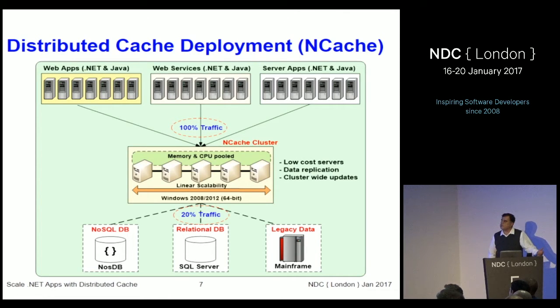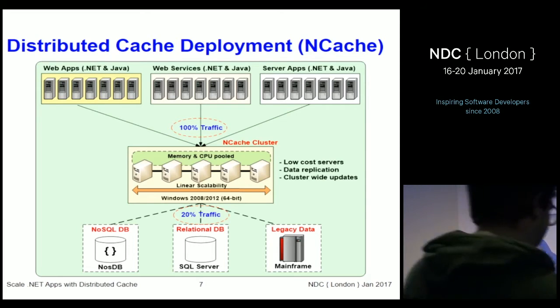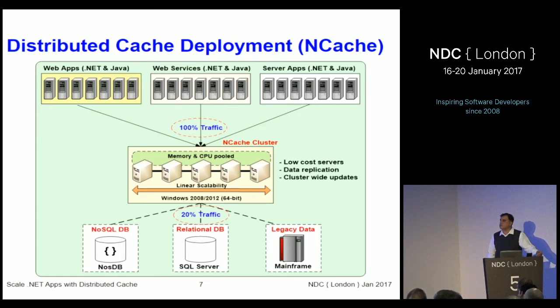You deploy a distributed cache in between the application tier and your database tier or your data tier. And this distributed cache is kind of a new best practice for any application that needs scalability. It consists of 2 or more low-cost servers that form a cluster, and that cluster pools the CPU, the memory, the network card resources into one logical capacity.